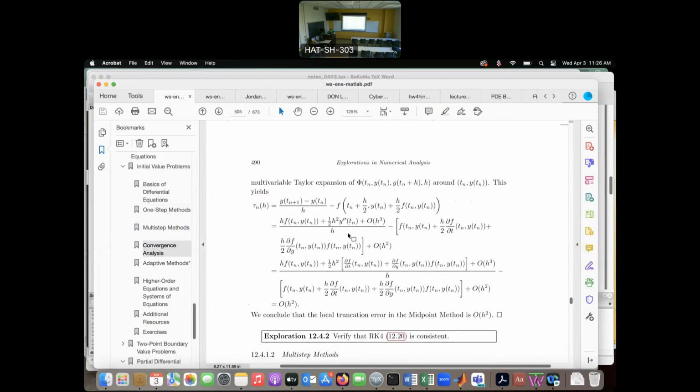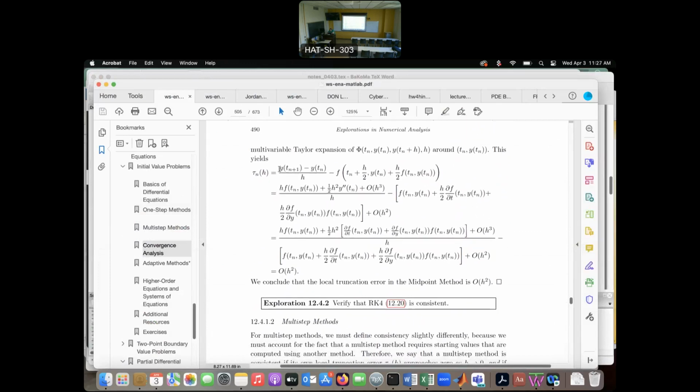So what we do here, this is the midpoint method with the exact solution substituted in for y and divided by h, so that's the local truncation error. Again, a useful expression for local truncation error. What you do is you Taylor expand your solution around time t n, and a multivariable Taylor expansion of your phi around t n in time and y of t n for the y value. So there are two Taylor expansions happening here.